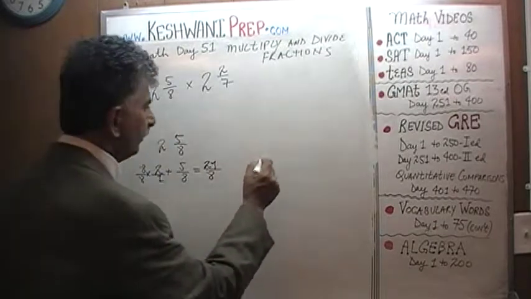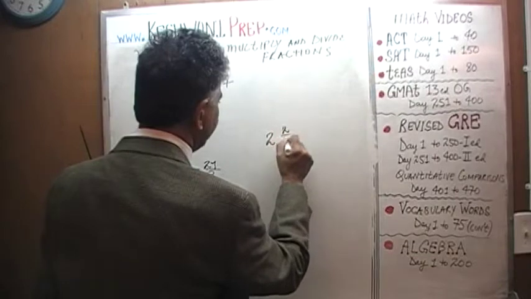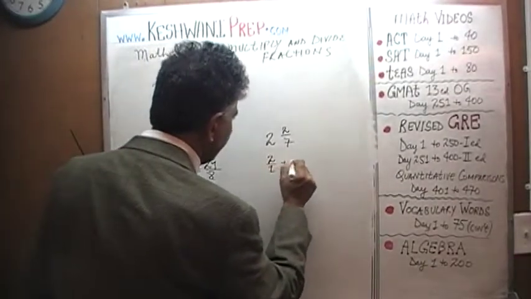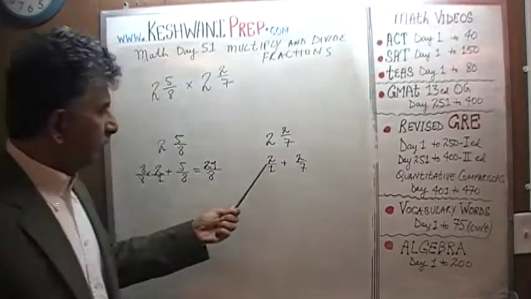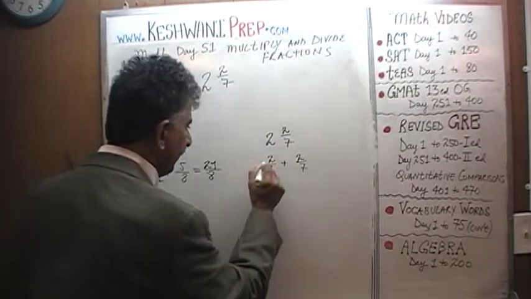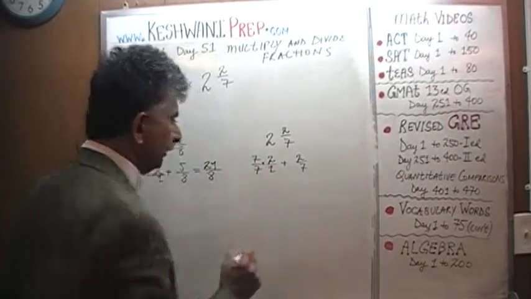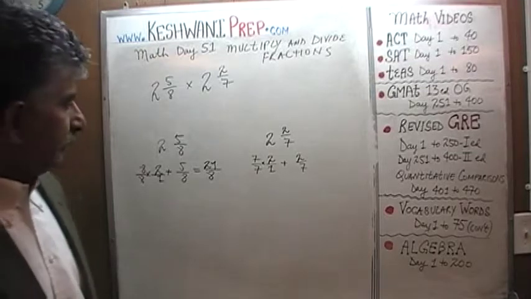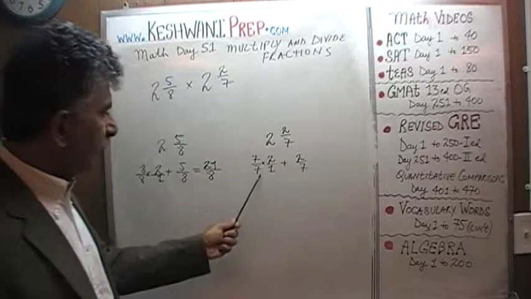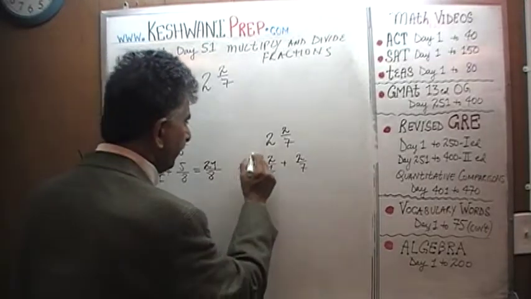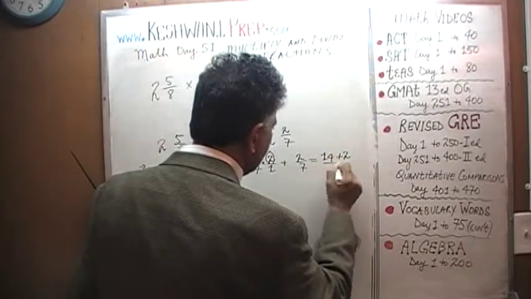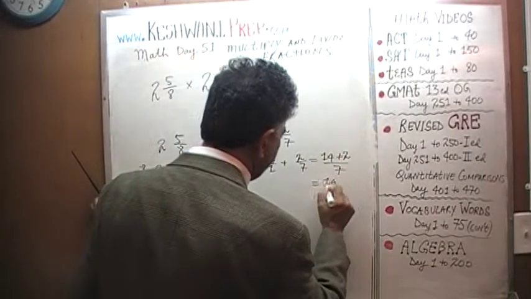Let's look at the second one, which is 2 and 2/7. Same exact logic is going to apply. 2 can be written as 2 over 1, and this is plus 2/7. This has a denominator of 1, this one has a denominator of 7. We cannot add them together, so we need to multiply top and bottom of the first part by 7. 7 over 7 is 1, so we're not changing anything, we're simply multiplying by 1. So now we have a denominator of 7 in both parts, and here we end up with 7 times 2, so we end up with 14 plus 2 over 7, which is 16 over 7.